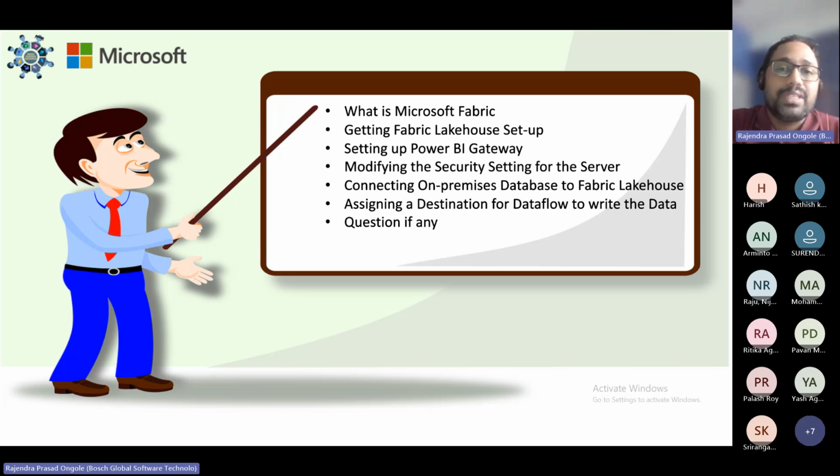So these on-premises data, how are we going to move it onto the Fabric Lakehouse? How are we going to create a Fabric Lakehouse there, and what are the things that we need to set up for the gateway connection, and how are we going to set up the gateway connections. And the security part: what are the types of security and modifications we can enable on the server level and in Fabric, like the on-premises database, and how we will connect to the Fabric Lakehouse.